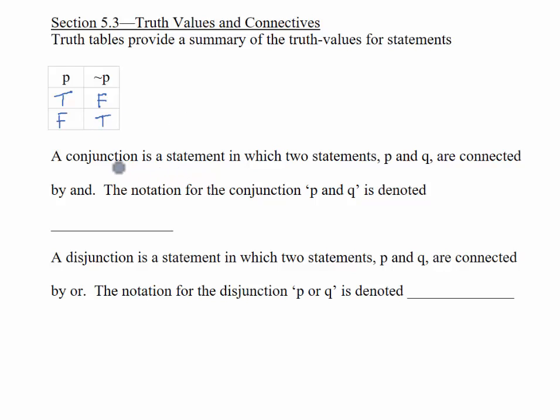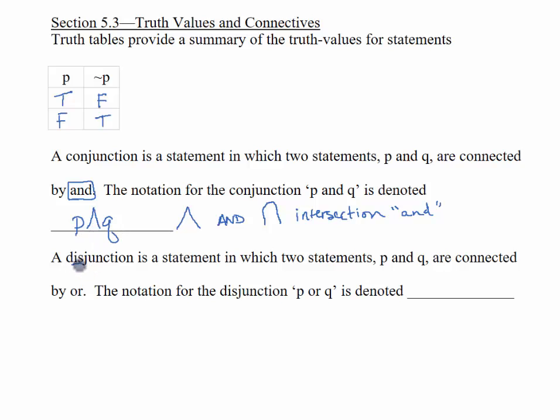Okay? A conjunction is a statement in which two statements P and Q are connected by the word and. The notation for the conjunction P and Q is denoted like this: P, and it looks like an upside down V, Q. You can remember that it kind of looks like the A for and, and it's also very similar to the shape for intersection, which we also discussed previously means and. Okay, so this is P and Q.